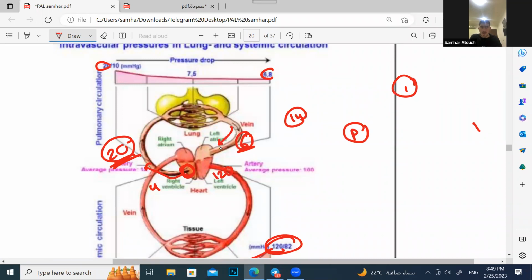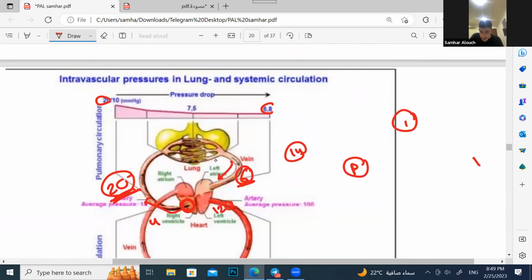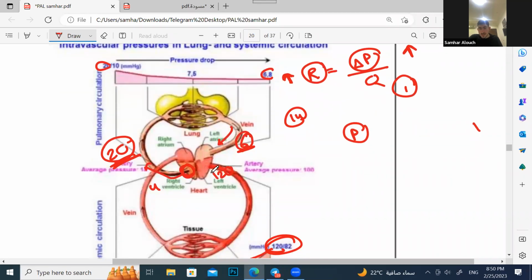Now we know another equation. I don't want you to dig deep into that equation, but it says the resistance is equal to the pressure difference over Q. I care about one thing: the resistance is proportional to the pressure difference. So if we have a high pressure difference, we will have a high resistance. Now, which one will have a higher resistance, the systemic or pulmonary circulation? You tell me. Yeah, easy question.